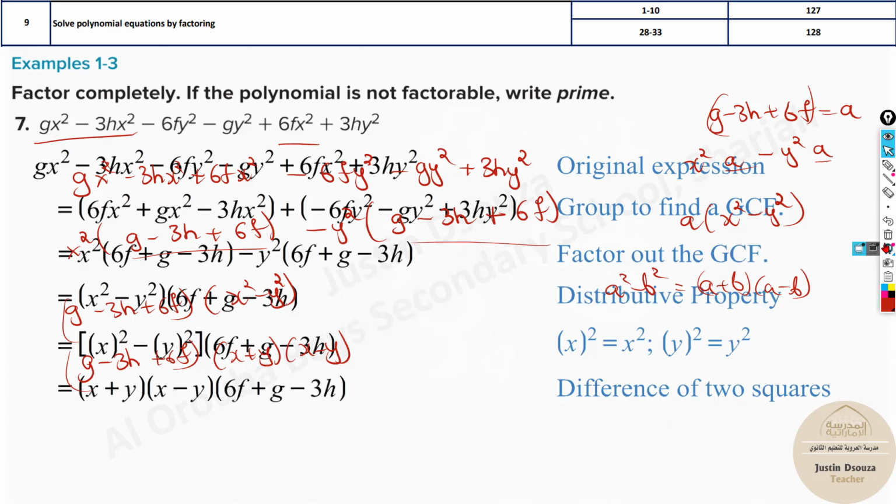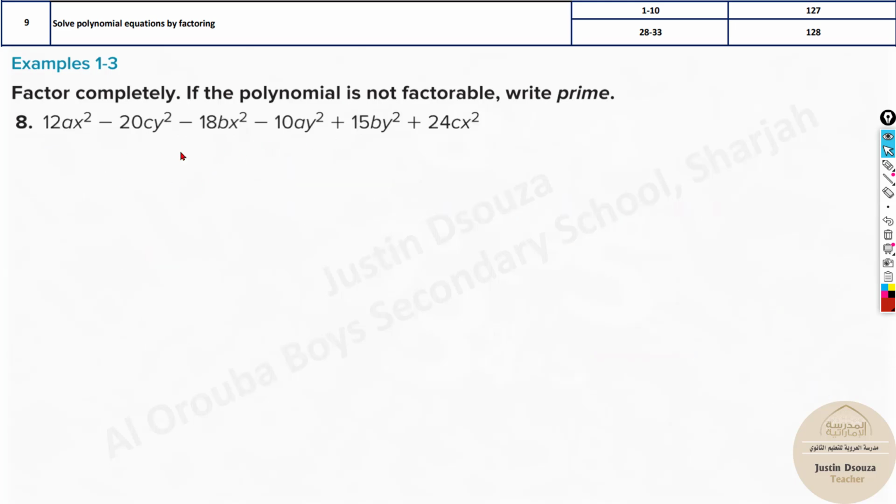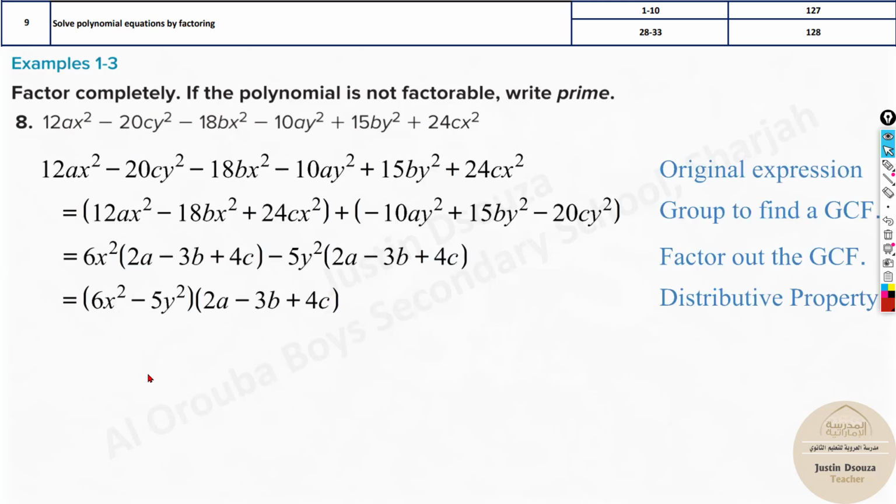Even over here, you can do this by calculator, but it's just that you have so many things to assume. x value must be assumed. y, g, h, f, all these values must be assumed, and then you can solve it. And same thing over here, you can either take a common out. It's better to take all x terms together, y terms together, and simplify, and then you will get the answer. Over here, this is the answer. Now, this cannot be factored further because this is prime, okay?